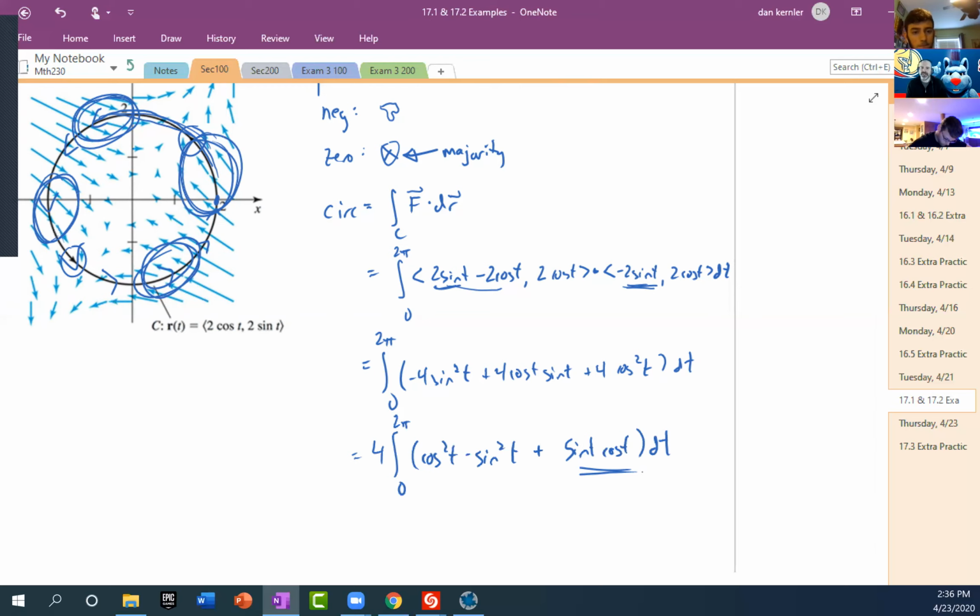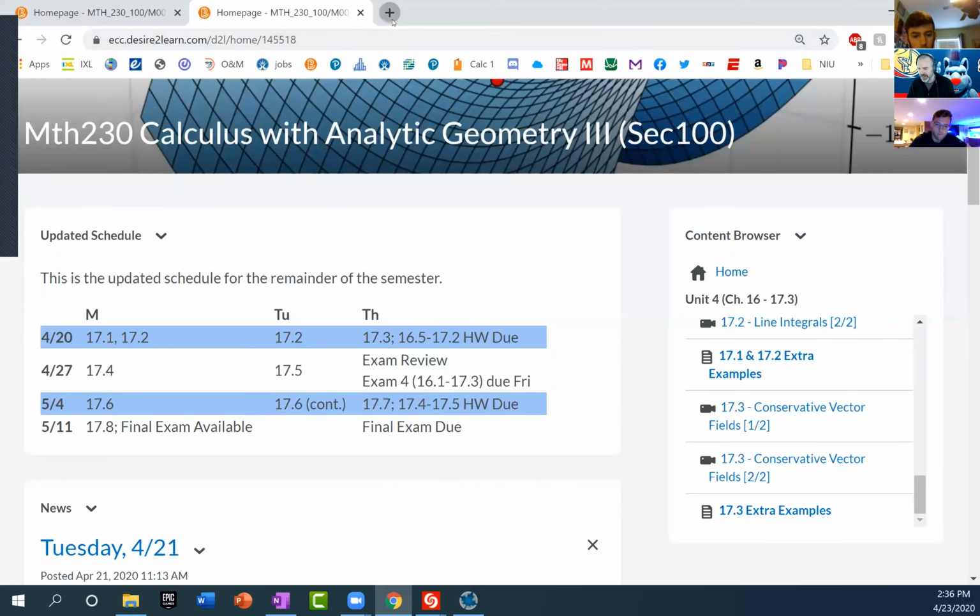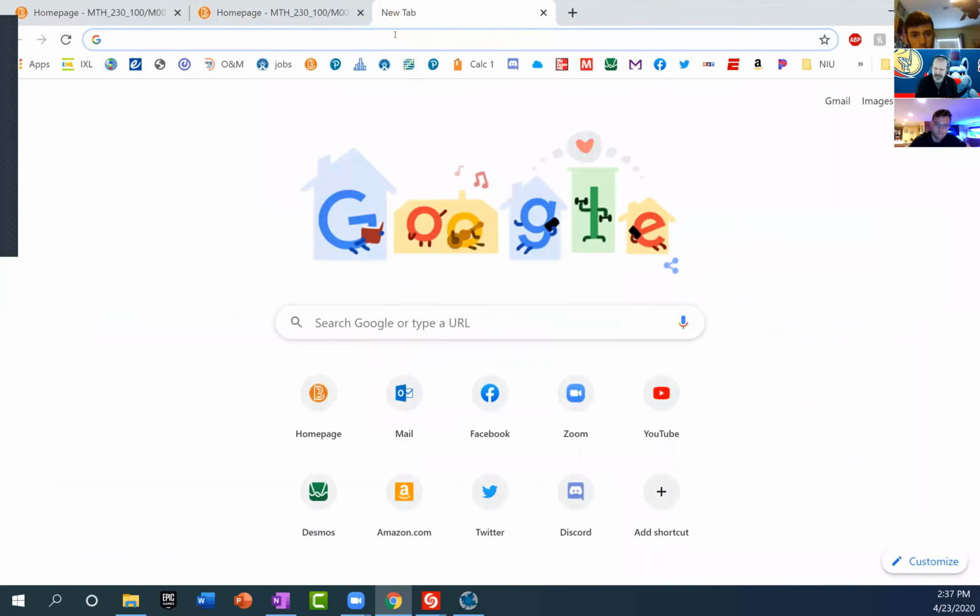Only trig masters need apply here. What do you remember from your trigonometry? It's not one you use very often. Quick, Google trig identities. Okay, I'm 96% sure that's the cosine of 2t.